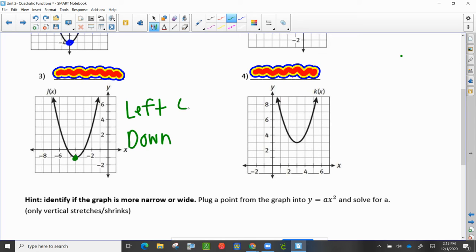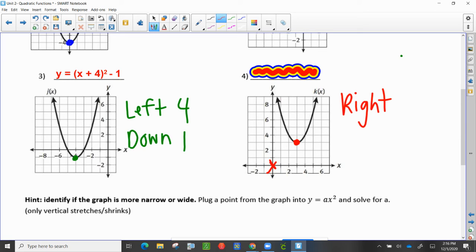Okay, it looks like it went left 4 and down by 1. So if that's the case, your equation should look like this. (x plus 4) for the left and minus 1 for the down. Okay. One more of these. Let's look at this one. There's my new vertex. So remember, it starts at the origin. So how did it shift? Looks like it went to the right. And then it went up. So just count how much it shifted and use that to write the equation for number 4.